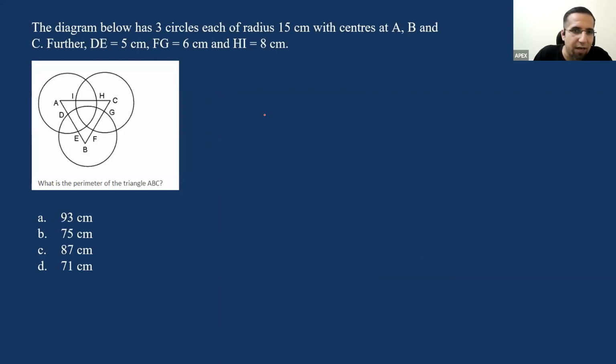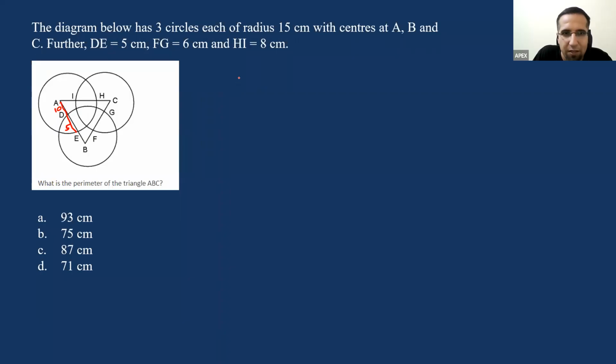This question says that there are 3 circles with radius 15 centimeters. Now you need to understand that this complete part, till E, is equal to 15. So from here till this part is equal to 15. If I'm told that DE is equal to 5, then this part becomes equal to 10, because this is equal to 15.